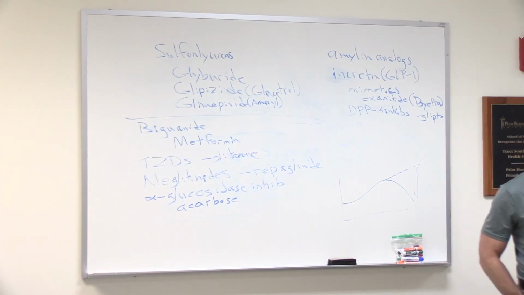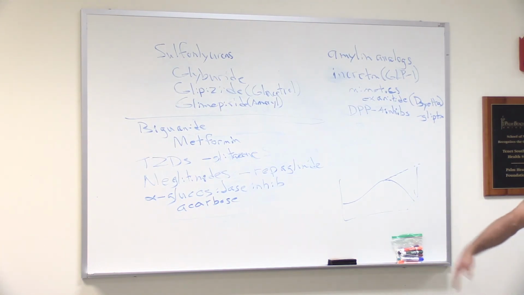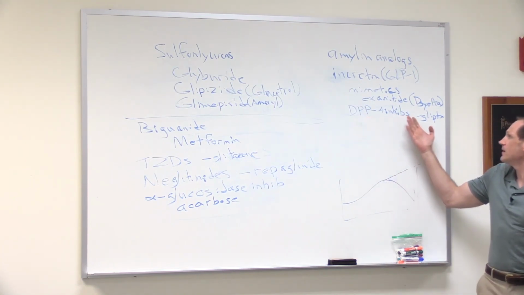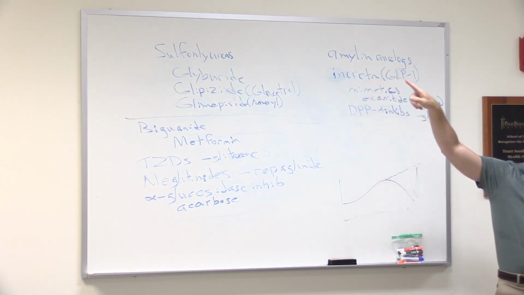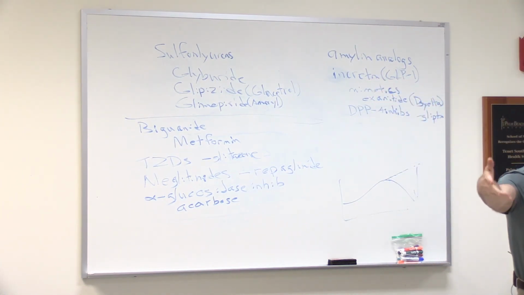Glucagon-like peptide 1, GLP-1, also known as incretin. So let me rephrase that. DPP4 inhibitors inhibit the breakdown of incretin, making it work better. So these drugs all end in gliptin. The first one discovered was sitagliptin. That's the one you're going to have to know on your test. But any gliptin is a DPP4 inhibitor. Which one do we need to know? Sitagliptin.